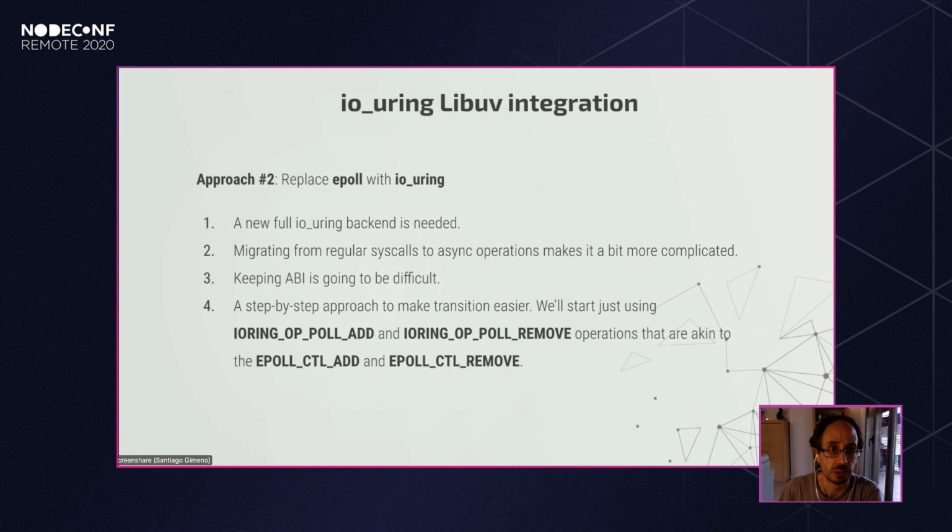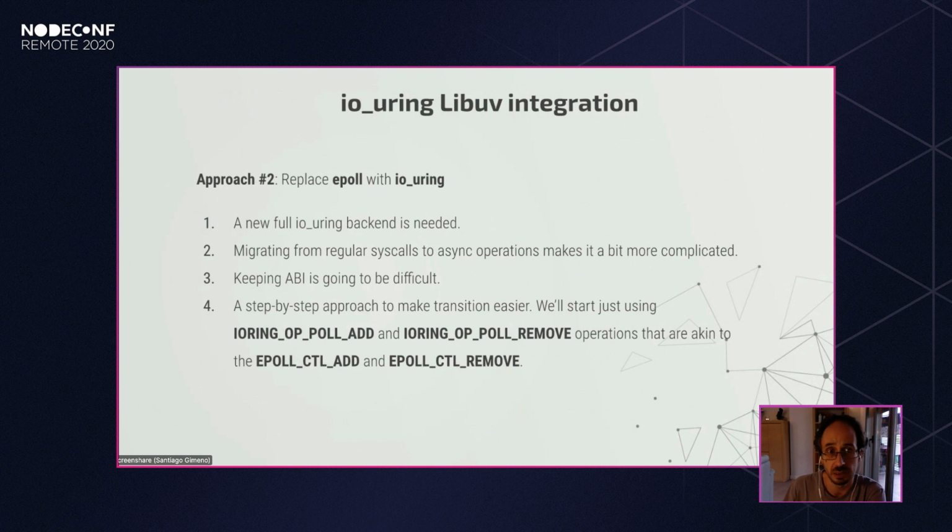The second approach, which is what I've been trying to accomplish, is replacing epoll with io_uring as the event provider. It's more intrusive, as a new full io_uring backend is needed. The main problem I face is that migrating from the current syscalls to io_uring operations is not easy, especially when trying to keep the ABI compatibility. For example, typically a read syscall would return the data inline. On the other hand, with io_uring, that is not always going to be possible. So we are going to need to add some kind of state to the libuv handle or request to deal with that. Doing it while keeping ABI compatibility is not straightforward.